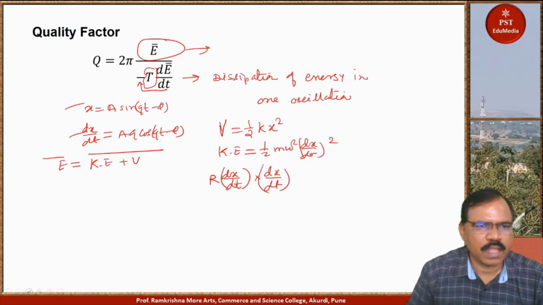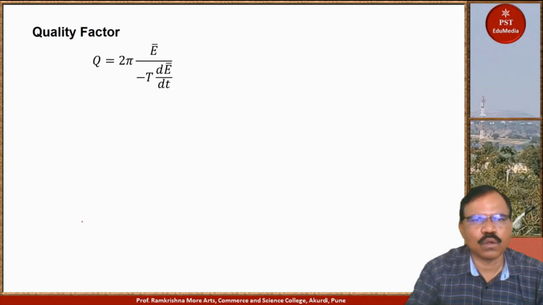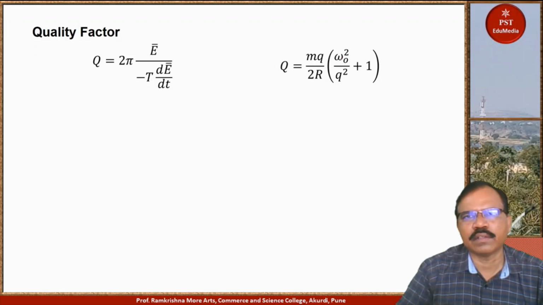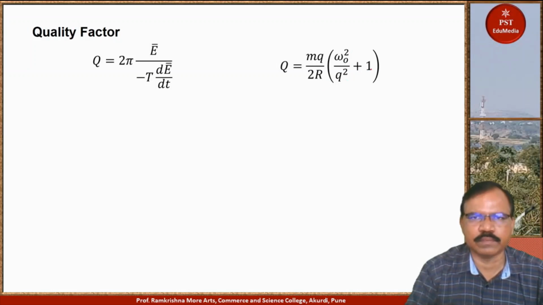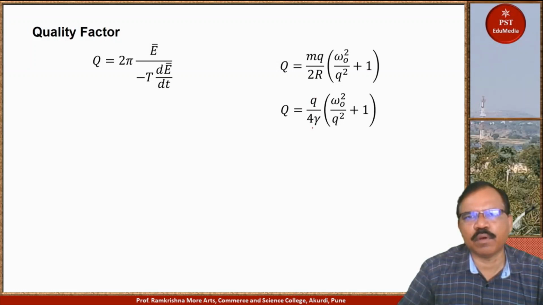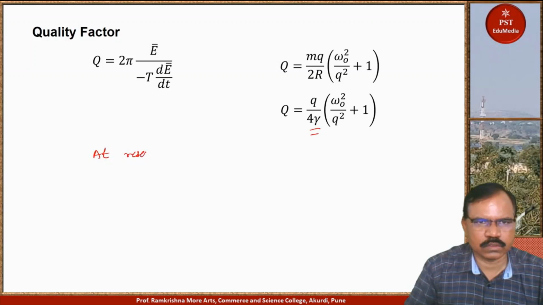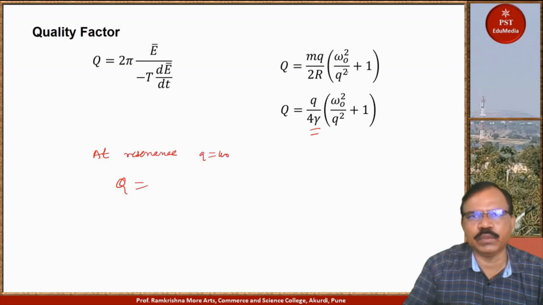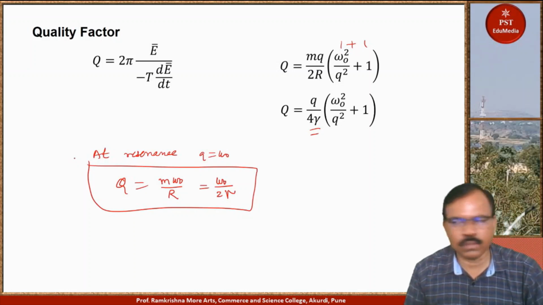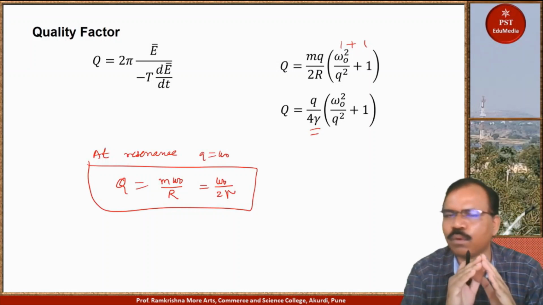So if we find all these and use them in the above equation, you will get quality factor equal to mq upon 2r in bracket omega 0 square upon q square plus 1. So you can write Q is equal to small q upon 4 gamma in bracket omega 0 square upon q square plus 1. And at resonance, that means q is equal to omega 0, use q equal to omega 0 here. So 1 plus 1 is 2, and 2 will get cancelled. So you will get m omega 0 upon r, or omega 0 upon 2 gamma. This is the quality factor.